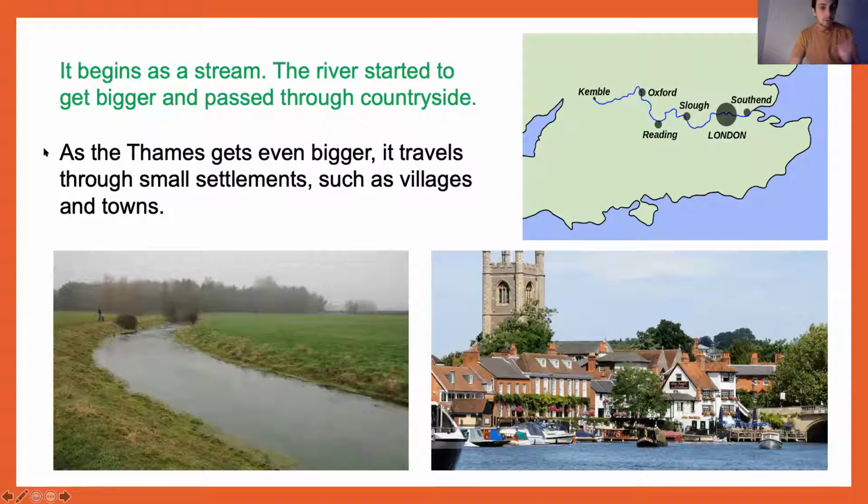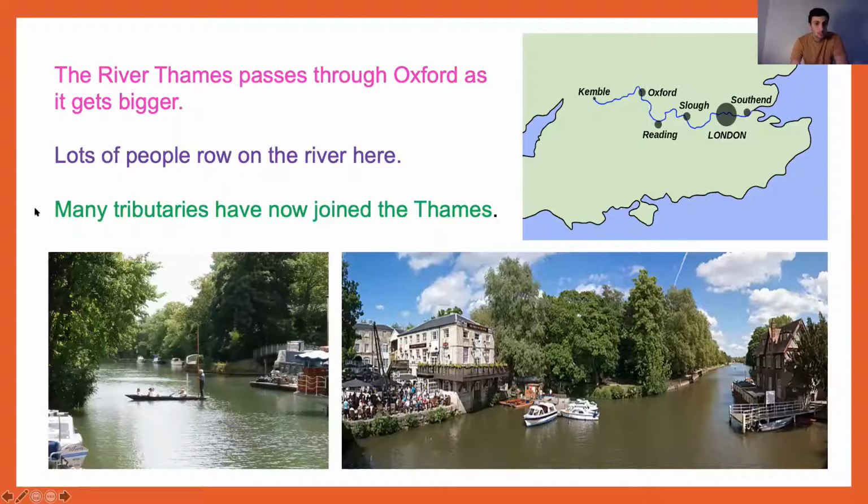So the River Thames begins as a stream. The river then started to get bigger and bigger as it passed through the countryside, didn't it? As the Thames gets bigger, it travels through small settlements where people live, such as villages and towns. And the River Thames passes through Oxford as it gets even bigger. And lots of people love to row. In fact, I've done a little bit of rowing on the River Thames there.